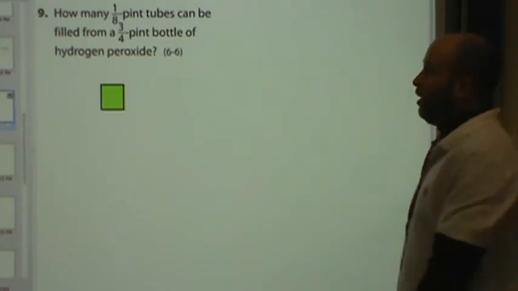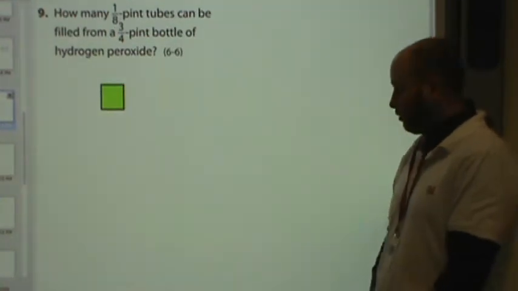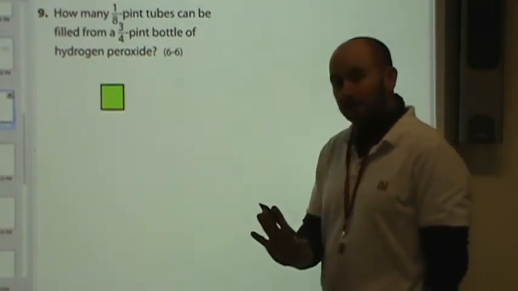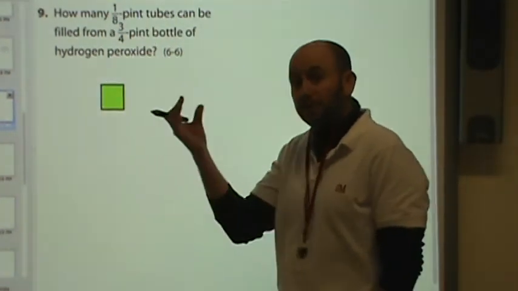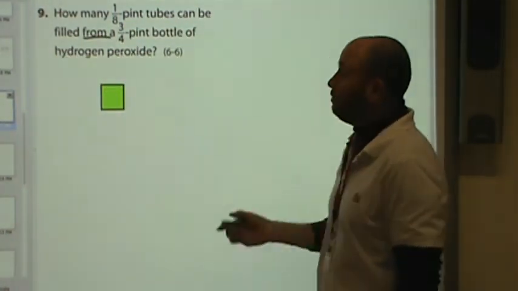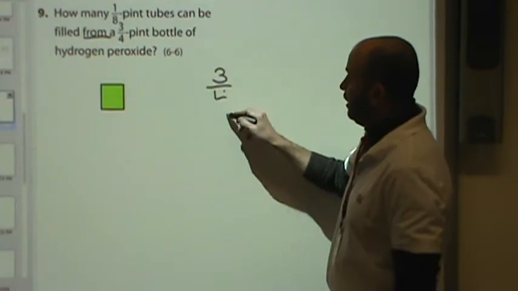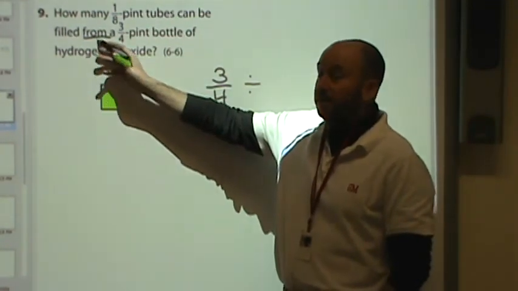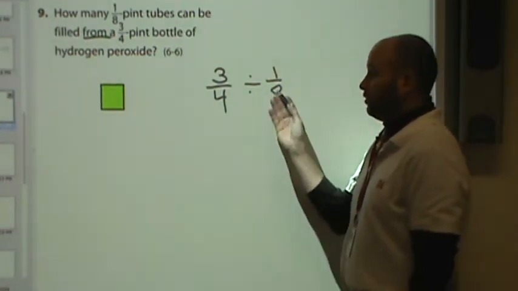Number 9. How many 1/8 pint tubes can be filled from a 3/4 pint bottle of hydrogen peroxide? Well, this situation is a division problem, and it's a little complicated sounding, but if you read it carefully, it tells you how many 1/8 pint tubes, so how many tubes that are an eighth, can you get from, and the key word is from, a 3/4 pint bottle. So in other words, we have a 3/4 pint bottle. We are going to divide it. We're going to get from it an unknown amount of 1/8 bottles. So there's our division problem.